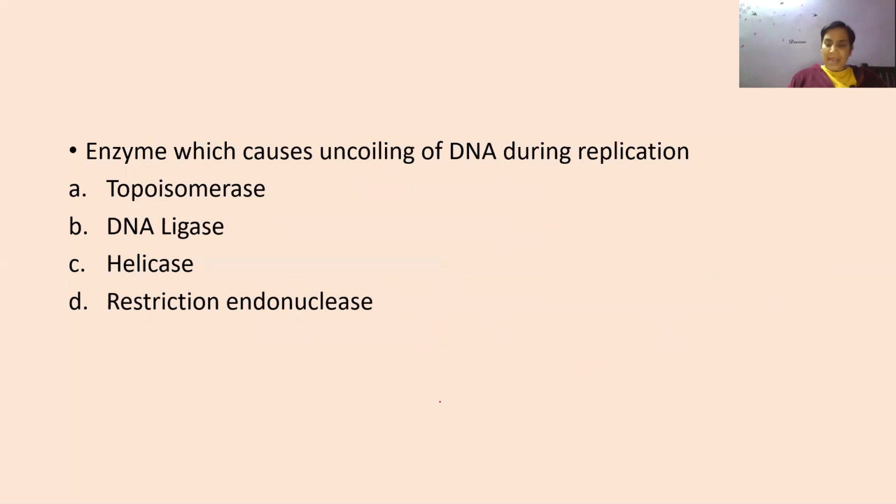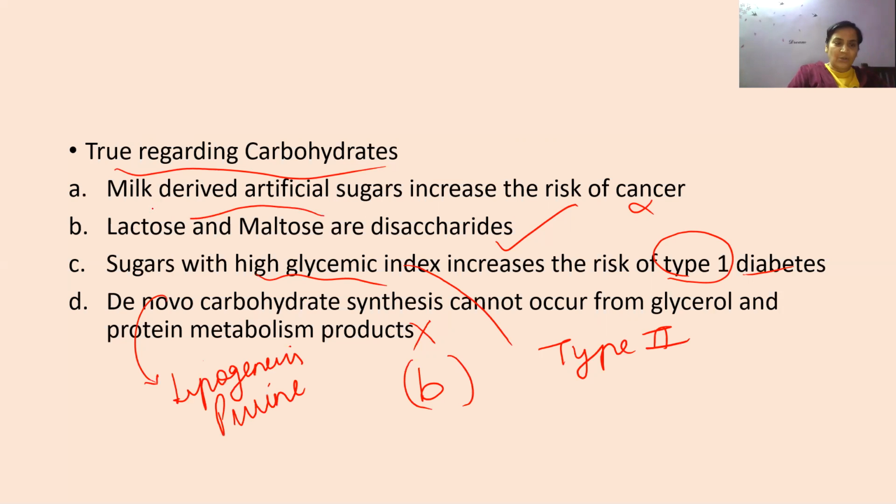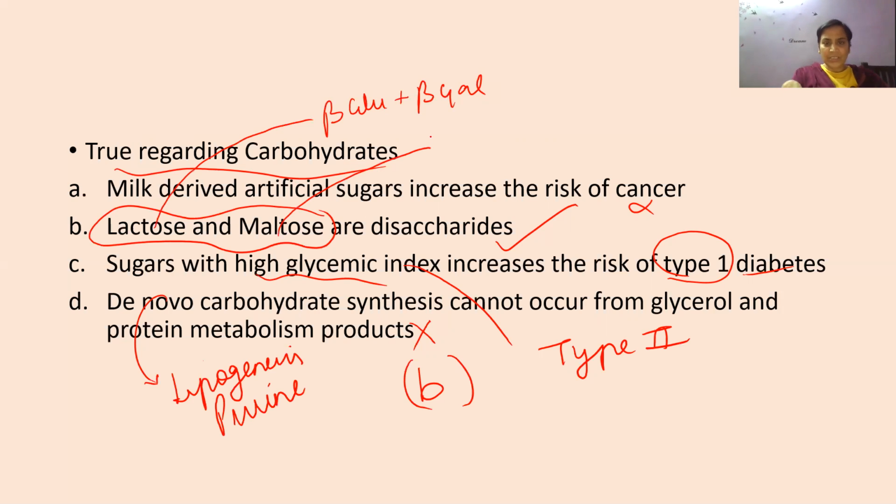And you know that lactose and maltose are disaccharides. Lactose is produced from beta glucose plus beta galactose, and maltose is produced from alpha glucose plus alpha glucose. So the answer would be this. I hope it is clear.